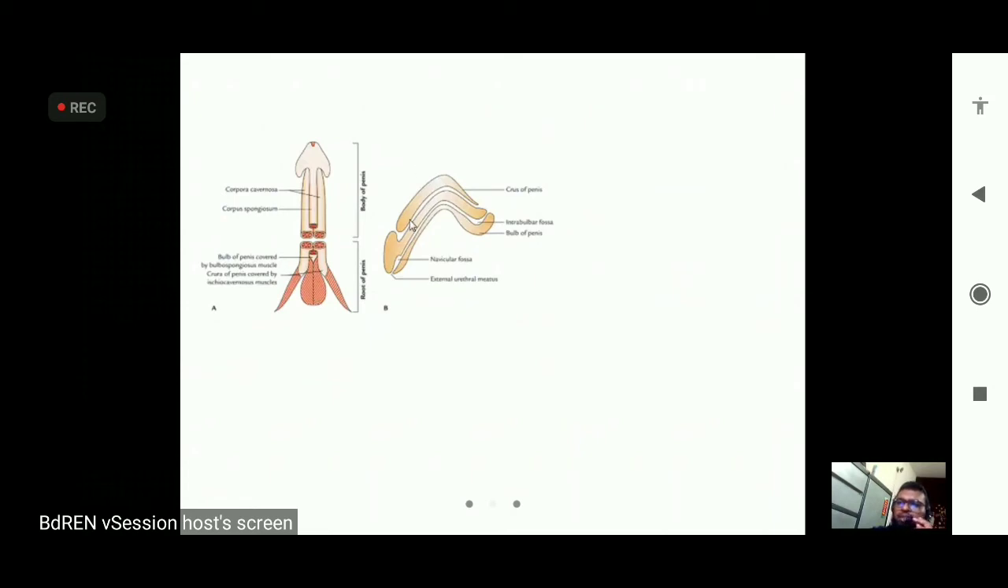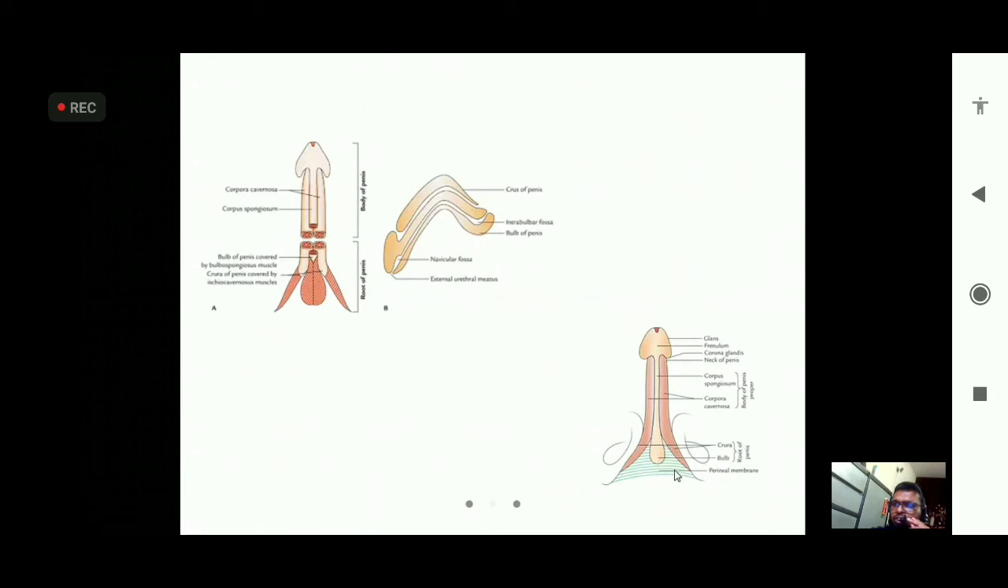So you can understand the arrangement of the penis and how it is attached. I've already told you it is attached to the perineal membrane. The crura are very firmly attached to the ischiopubic ramus, and the bulb of the penis is attached to the undersurface of the perineal membrane.